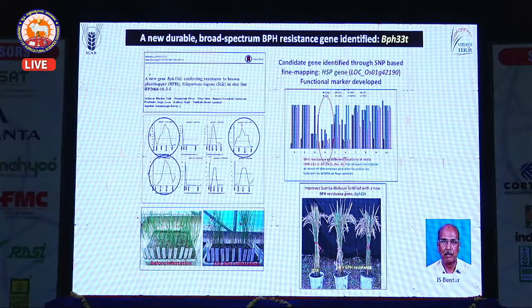This is BPH 33, one of the studies where the original donor is a landrace called Veltachira. From that well-documented donor, a breeding line called RP2068 was earlier developed.